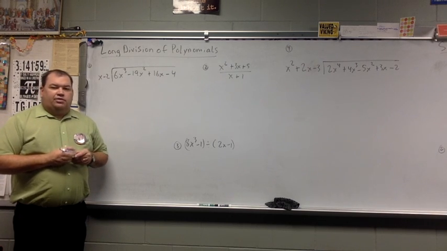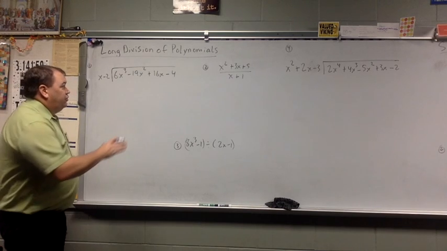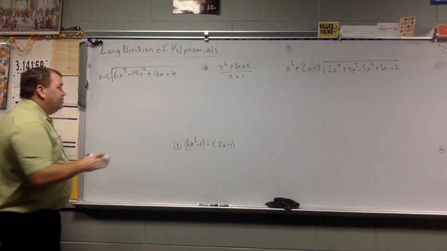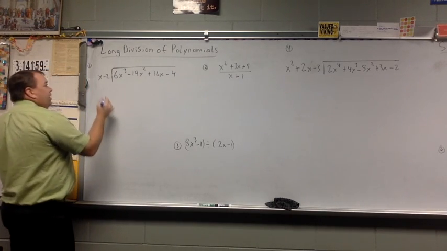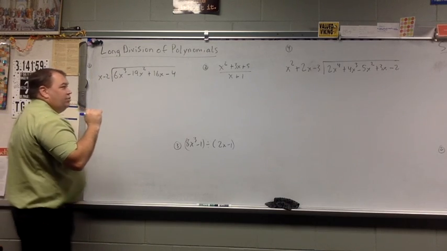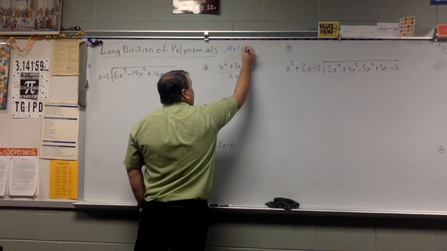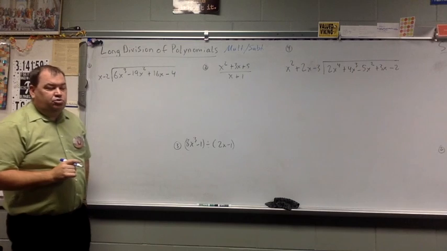Let's take a look at different ways to find zeros using division. The first method I'm going to do examples of is long division of polynomials. Notice it's set up just like long division is normally set up. And with long division, the two things we have to remember is we are going to multiply, then subtract. Multiply, then subtract.